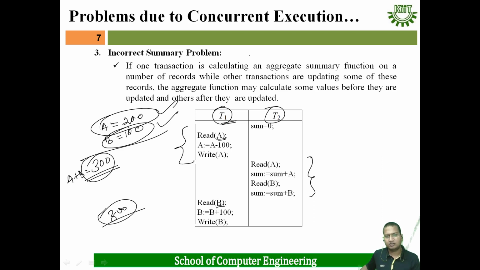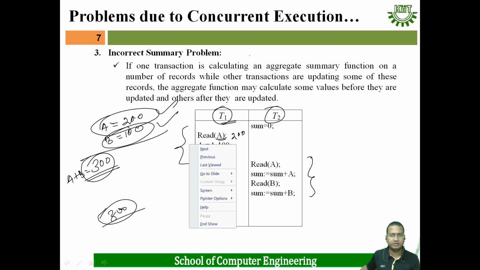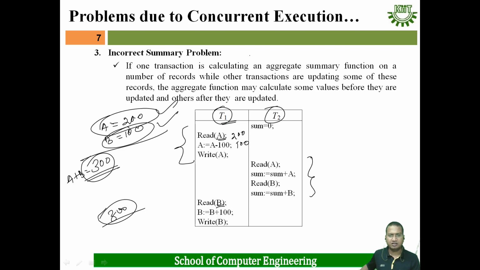Initially sum is equal to 0. Then it reads A, which is 200. Then A is equal to A minus 100, that means 200 minus 100, which is 100. Then write A means it will write 100 in your buffer.